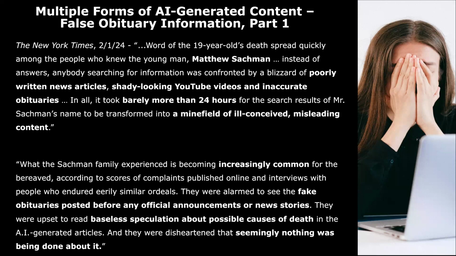The article also noted that what the Satchman family experienced is becoming increasingly common for the bereaved, according to scores of complaints published online and interviews with people who endured eerily similar ordeals. They were alarmed to see the fake obituaries posted before any official announcements or news stories. They were upset to read baseless speculation about possible causes of death in the AI-generated articles, and they were disheartened that seemingly nothing was being done about it, end quote.